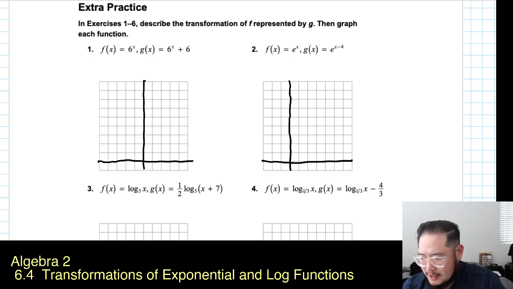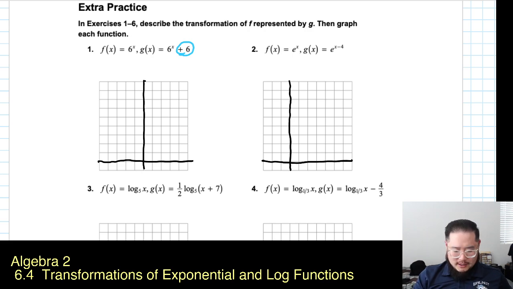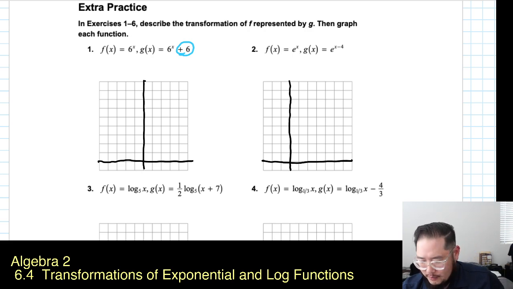So looking at number one, first off, I take a look at f and g of x. And the thing is to try to figure out, well, what's going on here? What is the transformation that's occurring? And that's the first thing. Let's describe the transformation. In the problem right here, I see 6 to the x power. And then in g of x, I got 6 to the x power plus 6. So that right there should tell me, hey, it's affecting the output because it's added to the whole thing.